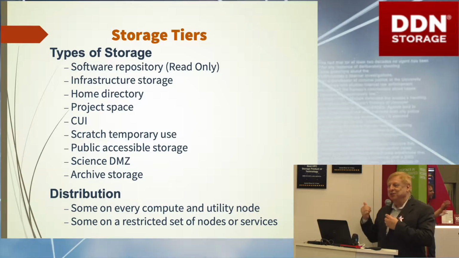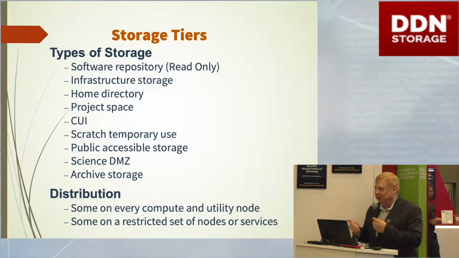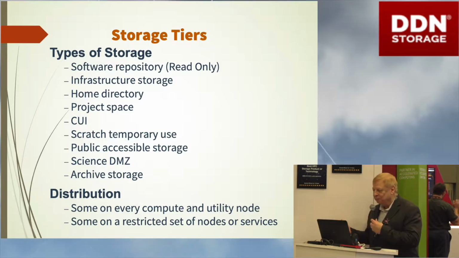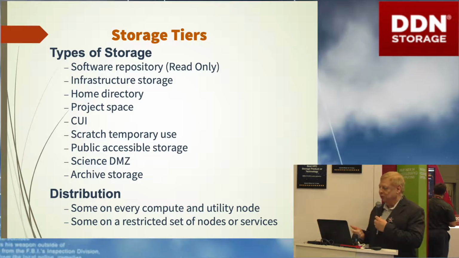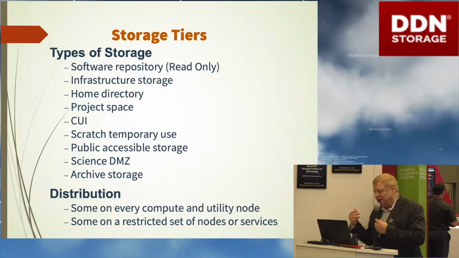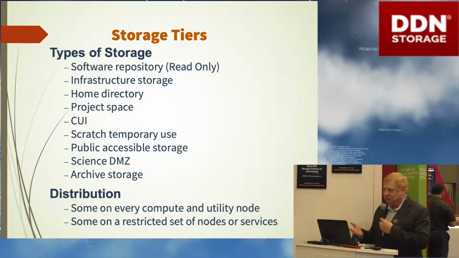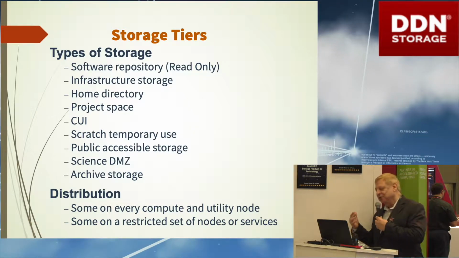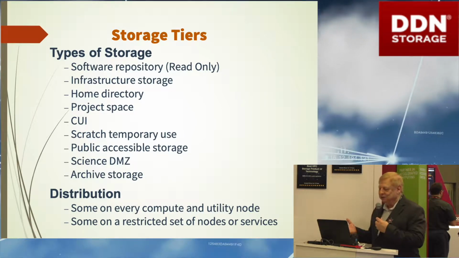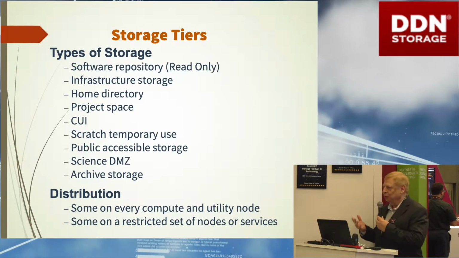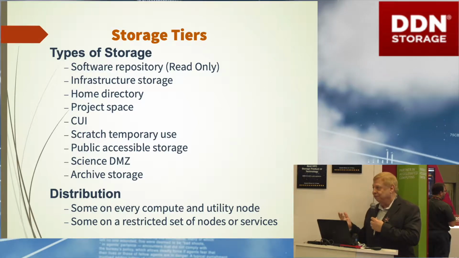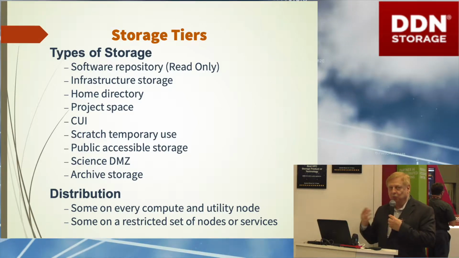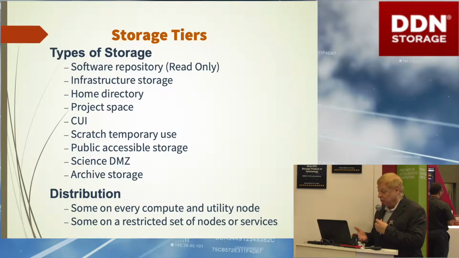So the software repository is generally a read-only kind of thing for storage everywhere. There's infrastructure storage, there's home directory storage, there's project storage, there's controlled unclassified information, CUI kinds of things, there's scratch temporary use, there's publicly accessible, there's science team. There are all these different kinds of storage tiers out there that you really have to worry about. And how do you go about figuring out what kinds of architectures and what types of pieces you're going to use for supporting each one of these?